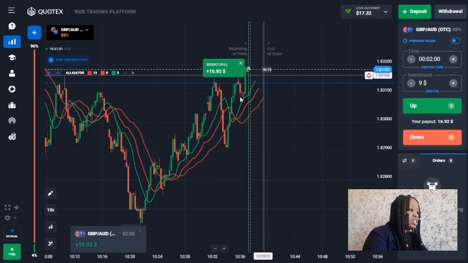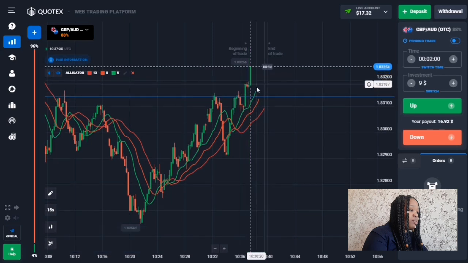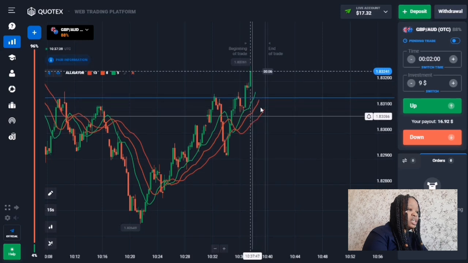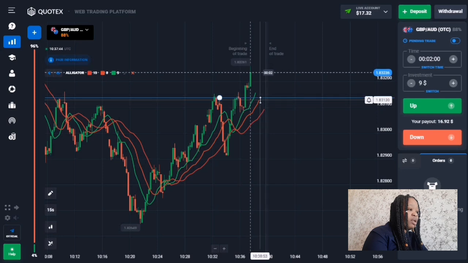So analyzing this situation, a pullback down occurred and then price has impulsively gone up. It has brought me my profit and the indicator showed very good entry points and helped me understand price movement. So let me continue.